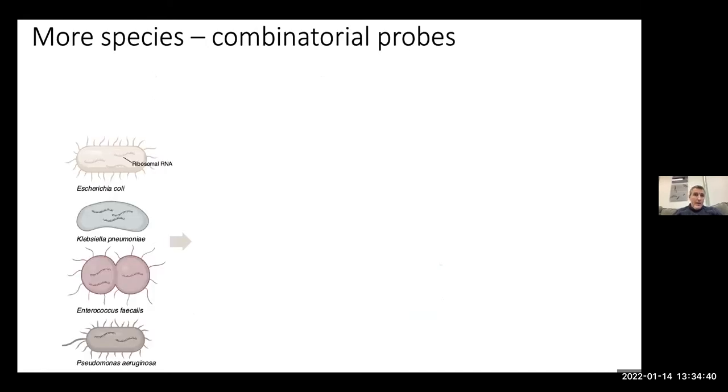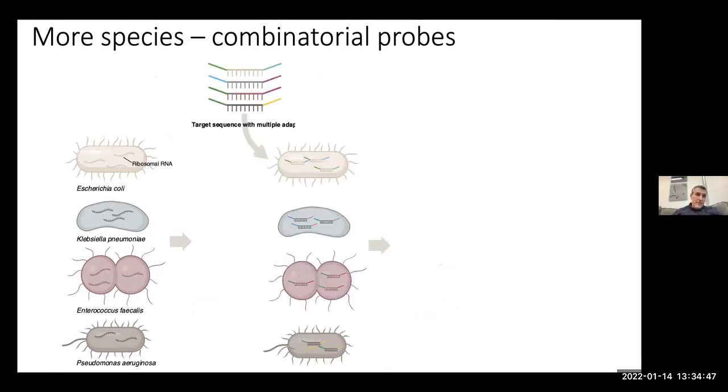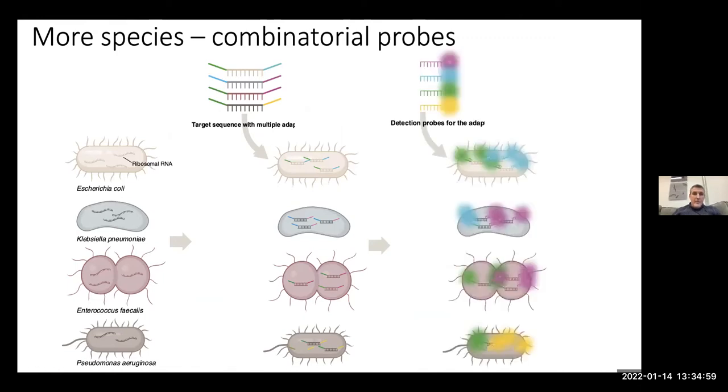No. So if we have more species, what we can do is combinatorial probes. We have adapter sequences that bind to the ribosomal RNA, and these adapter sequences have different kinds of arms, which means that we can probe each species with 2 different colors. In this case, E. coli binds green and blue, Klebsiella blue and purple.